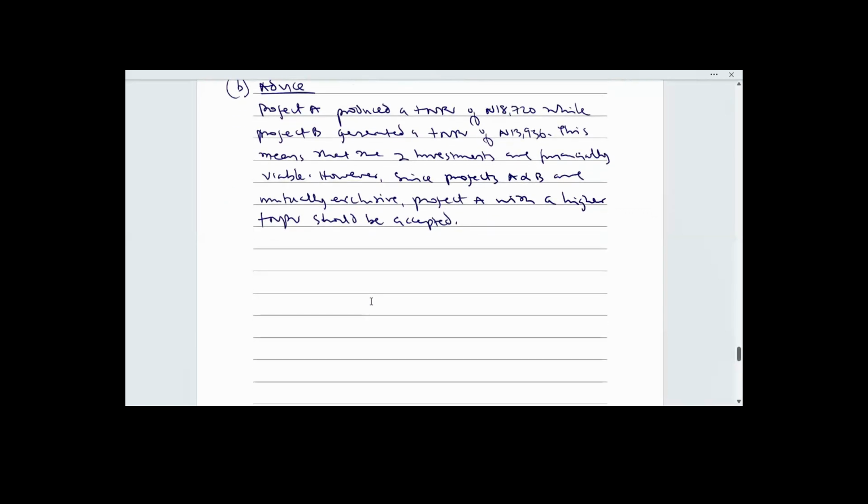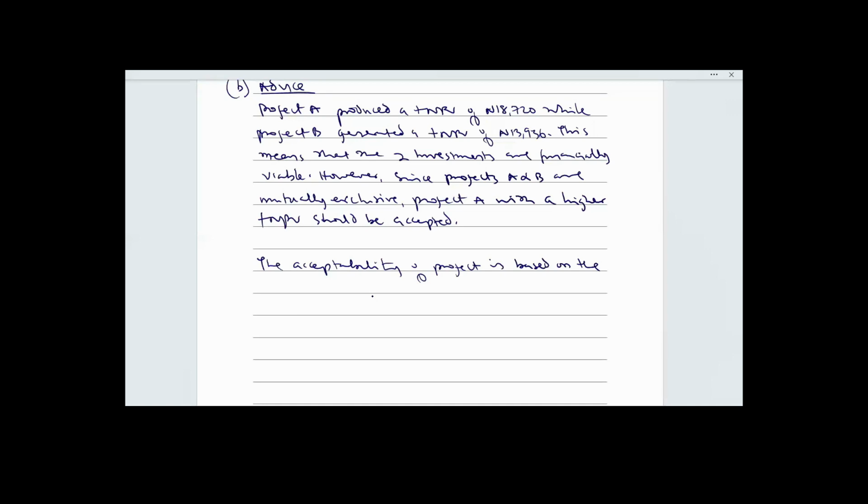The decision, the acceptability of project A is based on the net present value. The examiner is asking you to state the reason why, which of the projects should be selected and why. So you need to justify your position. And that's what we are doing right now.